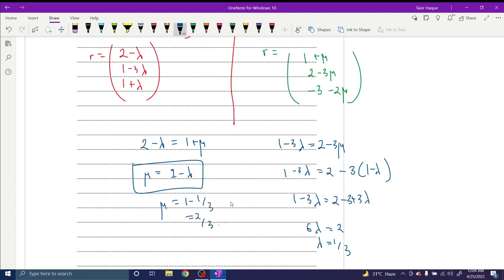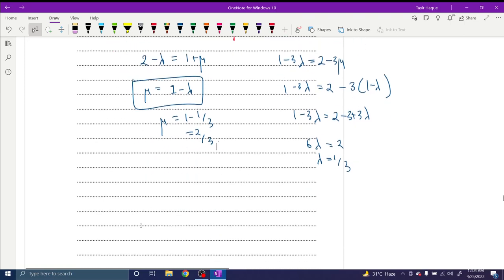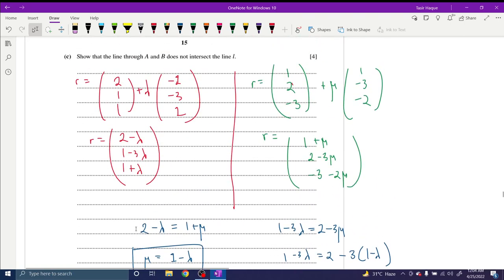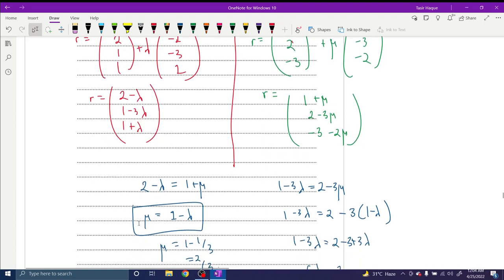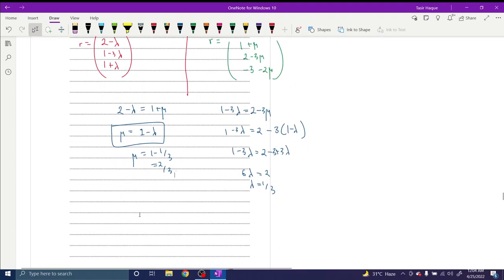Okay, so you're going to get multiple sets of values. Like if you equate the first and third one or the second and third one, you're going to get different values. They're written in the mark scheme. You can find it out. So now what do we need to do to prove that they're skew or do not intersect? We just need to input these values properly. So I'm going to input lambda is equal to 1 by 3 over here.